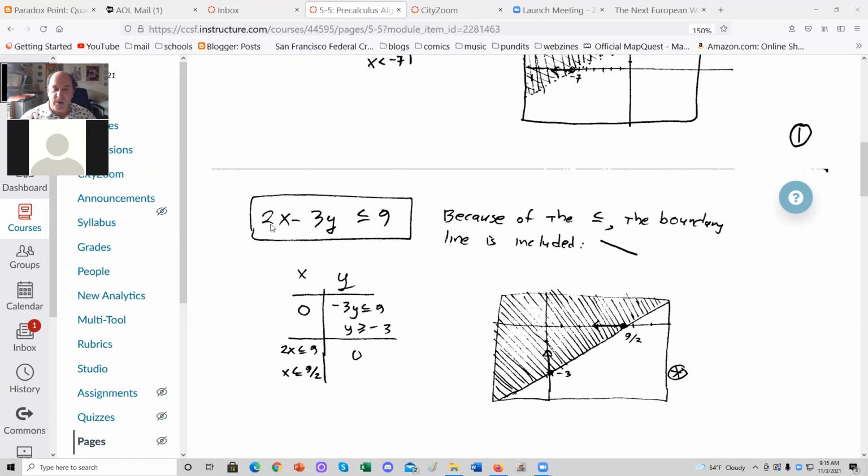When y is 0, 2x is less than or equal to 9, so x is less than or equal to 9 halves. Here's the point 9 halves by 0, 4.5 by 0. We include that and everything to the left of it. We draw the solid boundary line between them, and this upper left half of the plane is the half that these arrows point into.